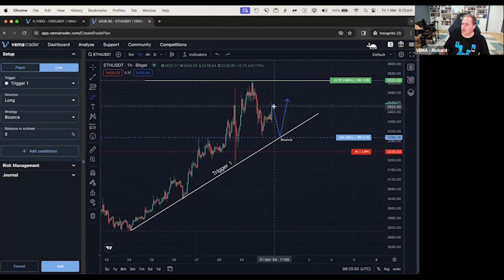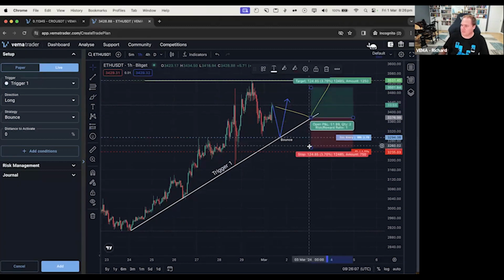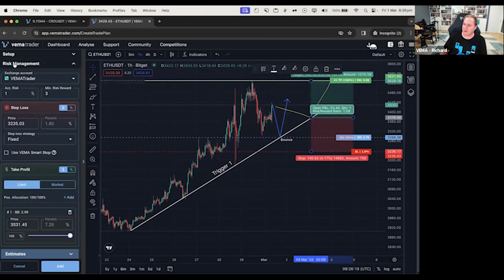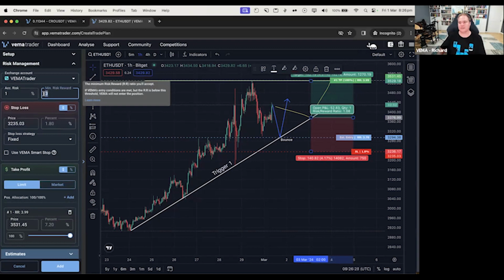So price might actually bounce over here and then shoot up. Now, if that was to happen, our risk reward is going to go from a 3.7 if we get an entry over here to, at this point, our risk reward is going to absolutely get smashed and go down to a 1.08 to 1. I don't want to take that trade. That sucks. So first off, to protect yourself from that, Vema's risk management has a minimum risk to reward. So if that was to happen, Vema would in this case step in and say, man, your risk to reward sucks. It's less than your minimum. I'm not going to take the trade.